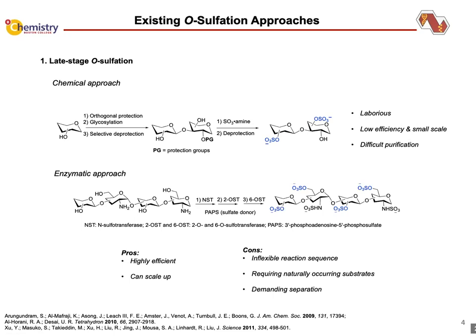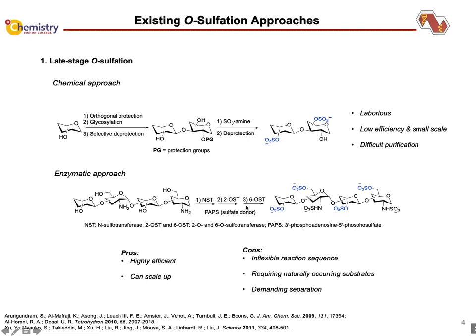Recently, the enzymatic approach has emerged as a promising strategy for introducing O-sulfation to carbohydrates. A typical enzymatic sulfation procedure starts from an already constructed oligosaccharide backbone with little or no protecting groups, and itself often is a product of enzymatic glycosylation reactions. There are assembly techniques that people have developed using enzymatic strategies to assemble those carbohydrate backbones. And then this oligosaccharide will be treated with a series of enzymes that can introduce the sulfate at proper positions.